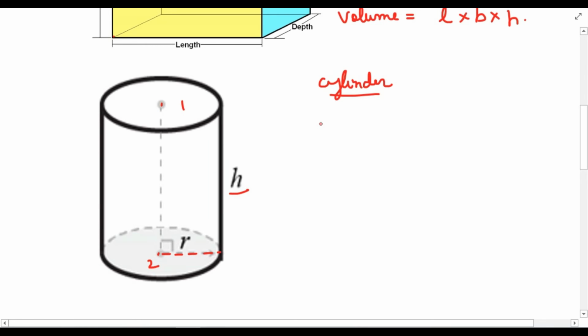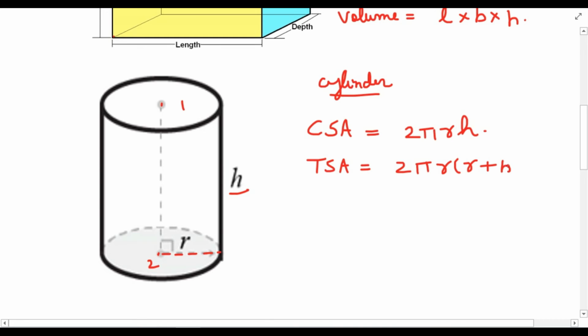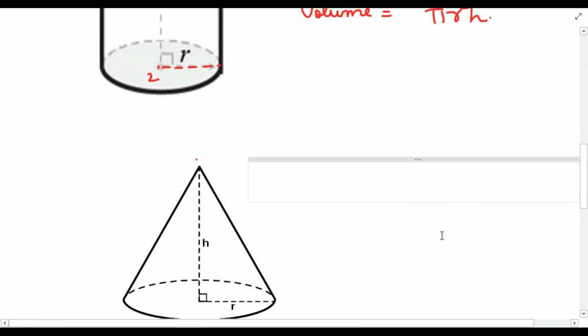The imaginary line joining the centers of the two circular bases is called the height of the cylinder. When it comes to a cylinder, we say curved surface area instead of lateral surface area. So the curved surface area of the cylinder is 2 pi RH, the total surface area is 2 pi R into (R plus H), and the volume of the cylinder is pi R square H. These are the formulas connected with the cylinder: CSA is 2 pi RH, TSA is 2 pi R into (R plus H), and volume is pi R square H.